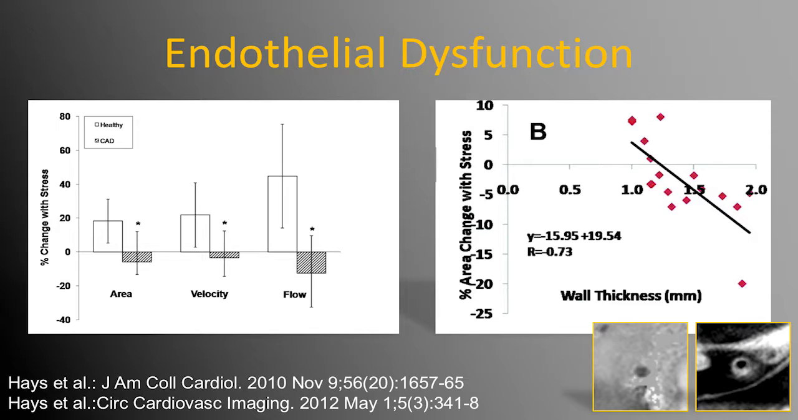And what she did, which is very interesting, she also related these measurements of wall thickness to the area change in response to the hand grip. So two very early manifestations of atherosclerosis, endothelial function and positive arterial remodeling. And she found actually quite a remarkable correlation among these two factors, suggesting that there is a relationship between endothelial dysfunction and early progression of coronary artery disease.